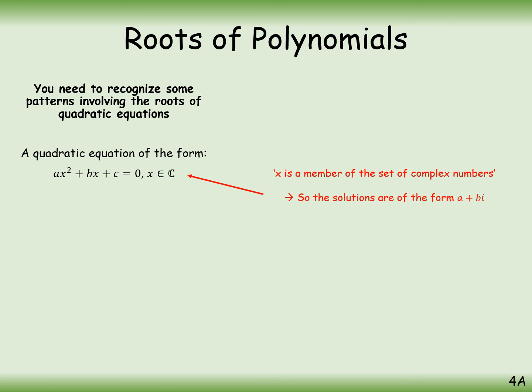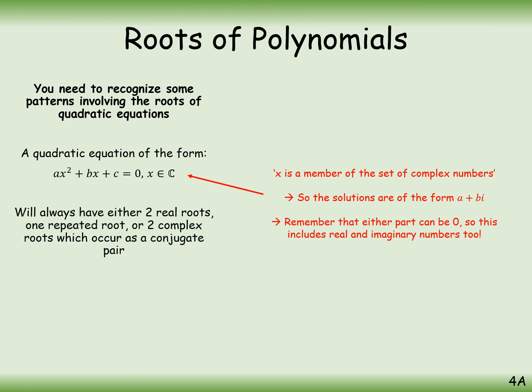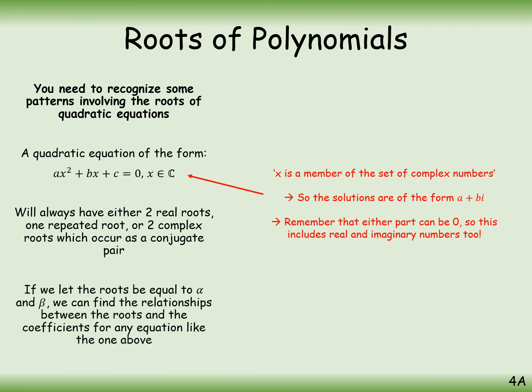So the solutions are of the form a plus bi. Remember that either part can be 0, so this includes real and imaginary numbers too. So we'll always have either two real roots, one repeated root, or two complex roots, which occur as a conjugate pair. If we let the roots be equal to alpha and beta, we can find the relationship between the roots and the coefficients for any equation like the one above.